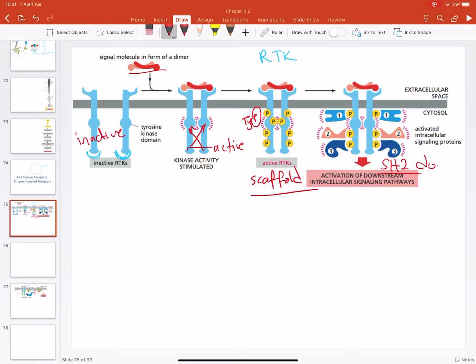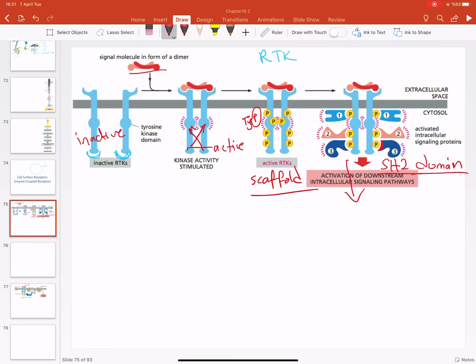And previously, we have seen domains. They are mostly encoded by a single exon. They used to be individual proteins once upon a time, but now they are part of the big protein. So all these proteins have a separate SH2 domain, and with their SH2 domain, they connect to these phosphorylated tyrosines. And when they are all together, they are active. And in this case, they are going to relay the signal to the downstream pathway.